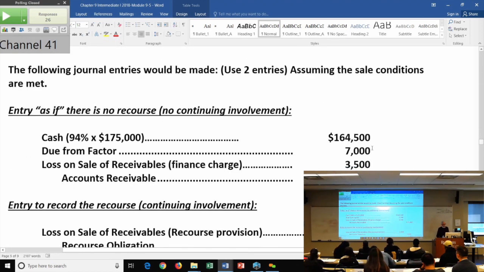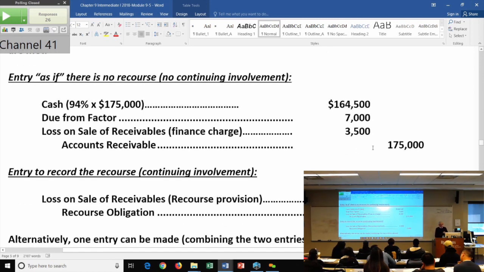I'm going to show you two entries first, and then a combined entry. You can do it either way. I like to show you two entries because when you combine them, you lose information. The first entry is ignoring the recourse obligation. So you debit cash for the amount you receive. You're going to get 164.5. Remember, there's a 2% finance charge and a 4% holdback. You're only getting 94% of the cash.